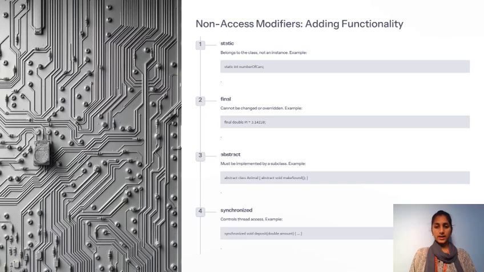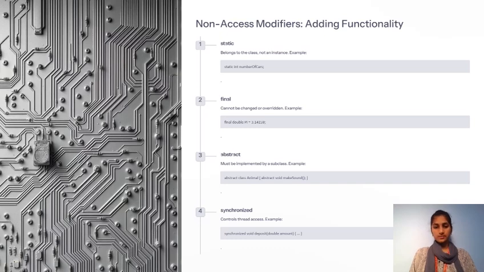And here are the non-access modifiers, adding functionality. The first thing is static, belongs to the class, not an instance. For example, static int numberOfCores. Final, can't be changed or overridden. Example, final double PI equals 3.14159. Abstract, must be implemented by a subclass. The abstract can be implemented by the subclass only, not by the superclass. Example, abstract class Animal, abstract void makeSound. Synchronized, controls thread access. Example, synchronized void deposit.